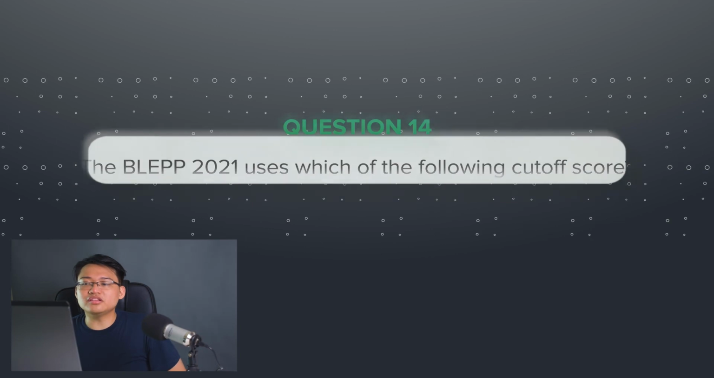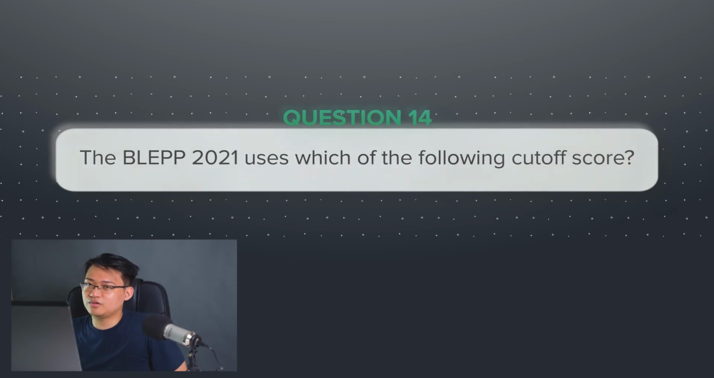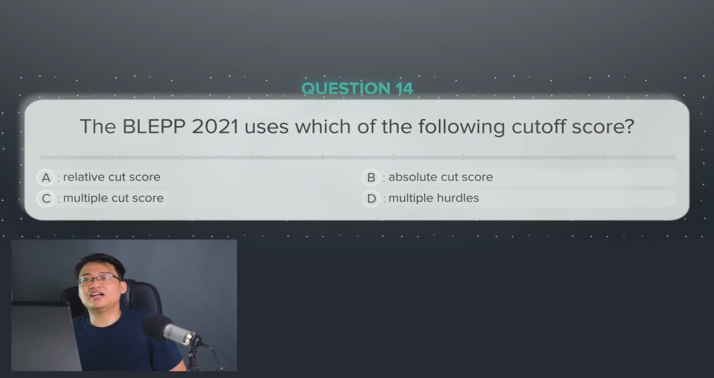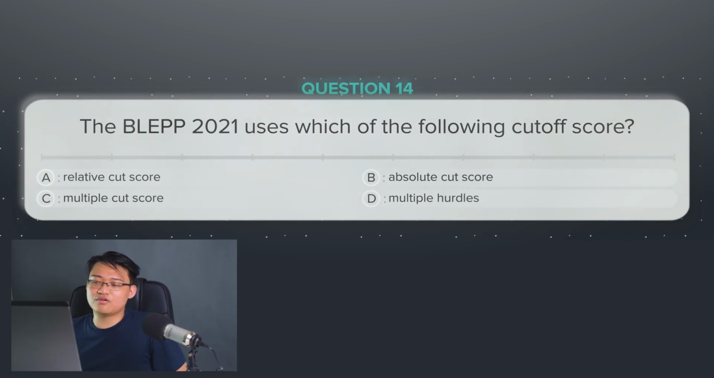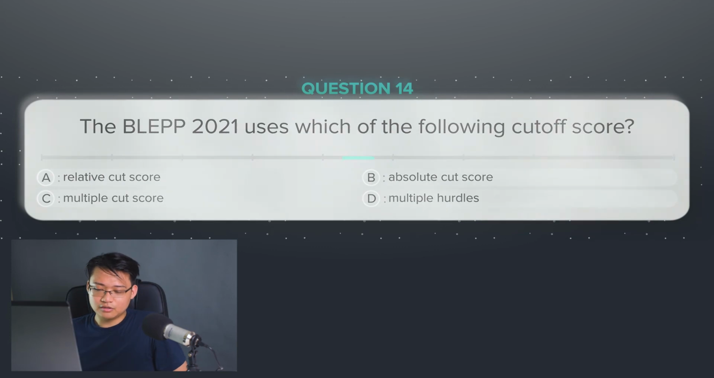The BLEP 2021 uses which of the following cutoff score? A. Relative cut score, B. Absolute cut score, C. Multiple cut score, or D. Multiple hurdles.